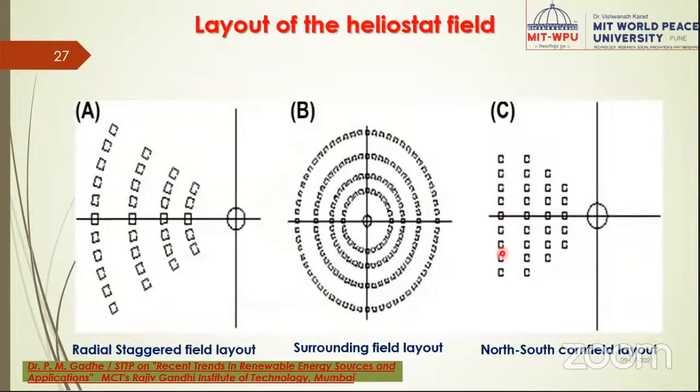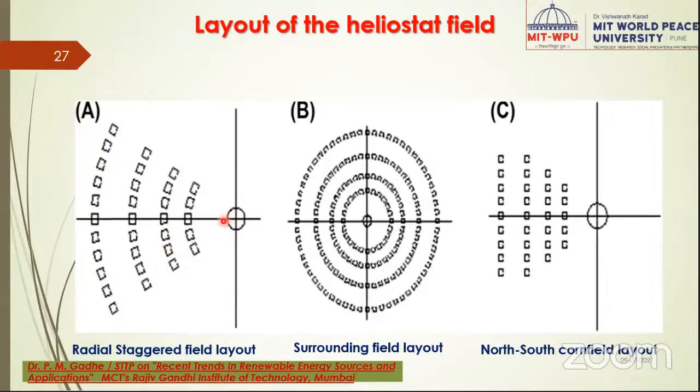So these are the different losses. With these losses in mind, we have to design the heliostat field. There are different types of heliostat field. Radial staggered field layout: the mirrors are placed radially in a staggered position so that it will not cause any blocking and shadowing.